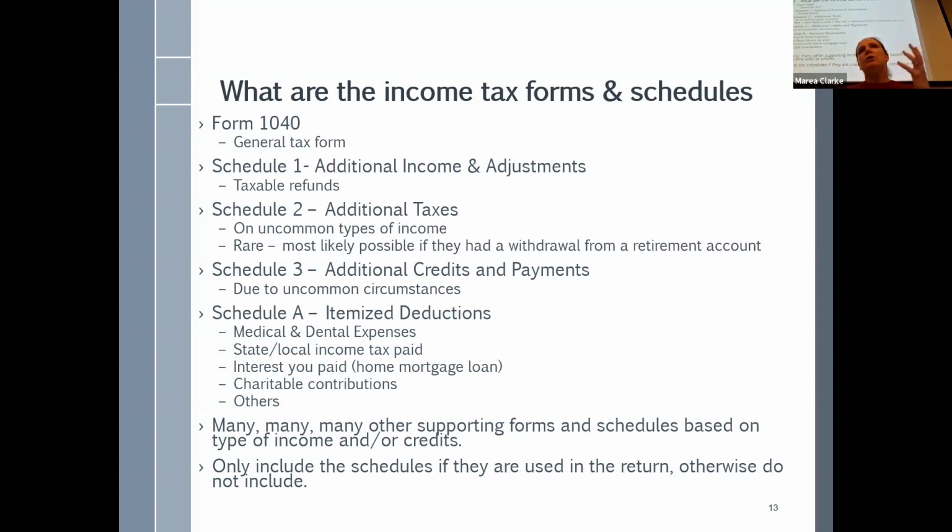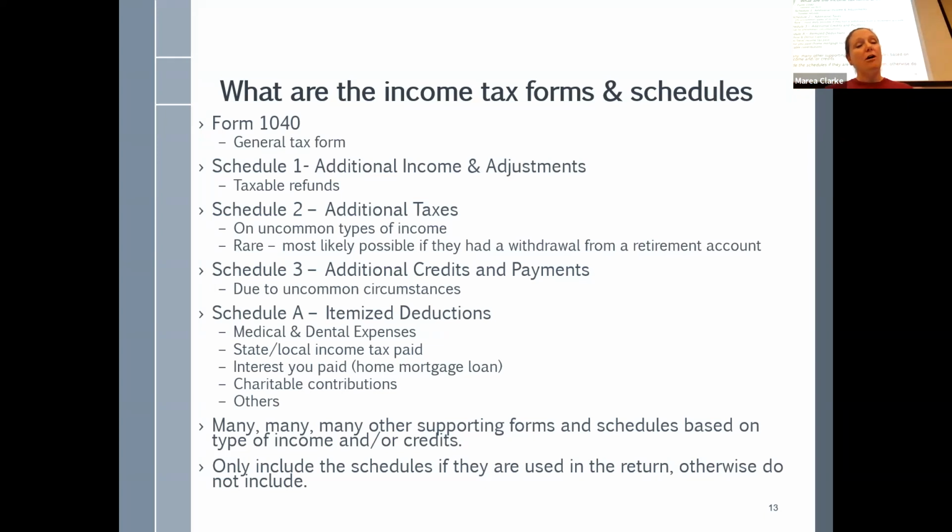I talked about how you can have the standard deduction, which reduces your income by a set amount. If you do the itemized, which is based on money that you spent, that goes on to Schedule A. And these are some of the things that you could spend money on that might reduce your taxes: medical or dental expenses, state or local income tax, interest that you paid, like for a home mortgage, charitable contributions, and there are some others as well.